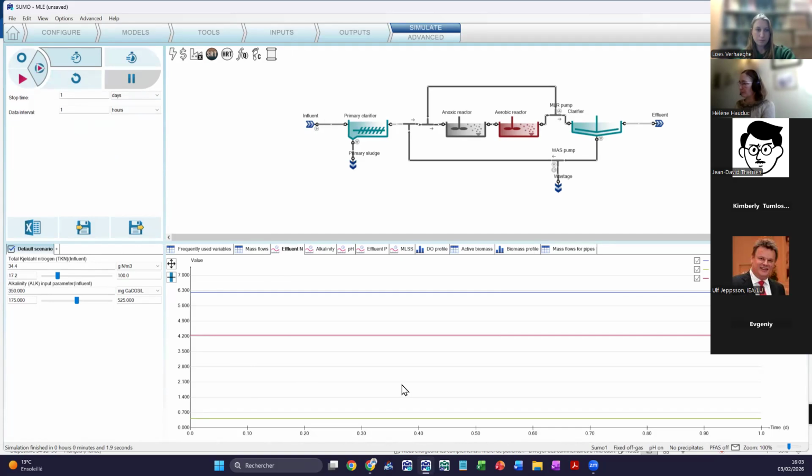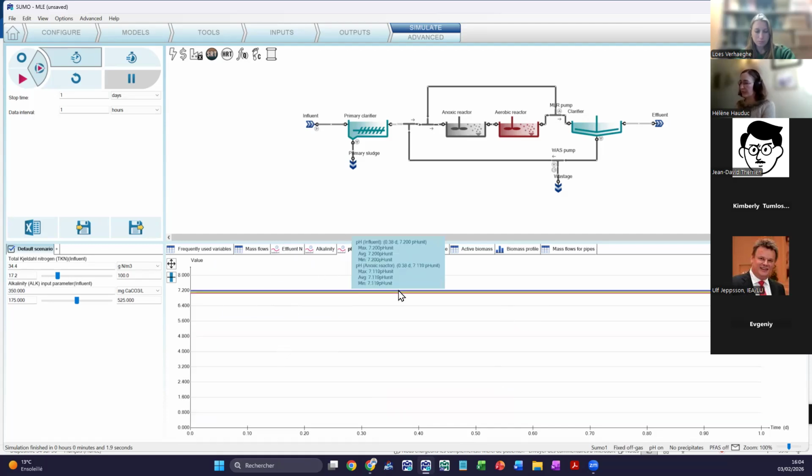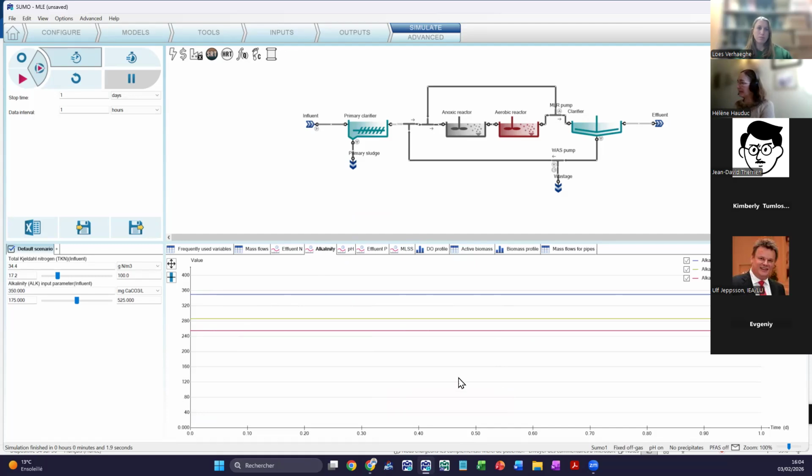We have pretty good nitrification and denitrification occurring in this example with an ammonia concentration below 0.5 and nitrate is around 4. So that's pretty good. The pH is pretty stable, around 7, a bit higher than 7, that's good. And the alkalinity, at the influent, we have 350 milligrams of calcium carbonate. Then in the anoxic tank, only 286, and in the aerobic tank, 255.